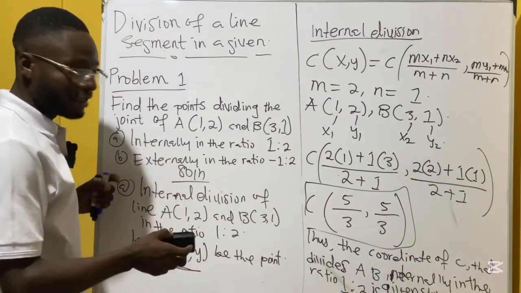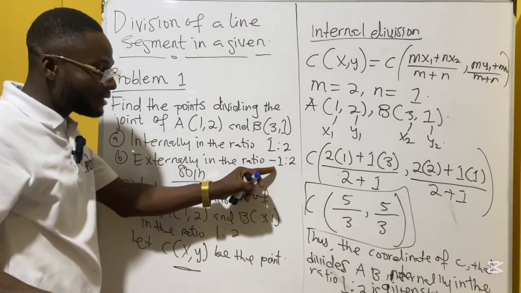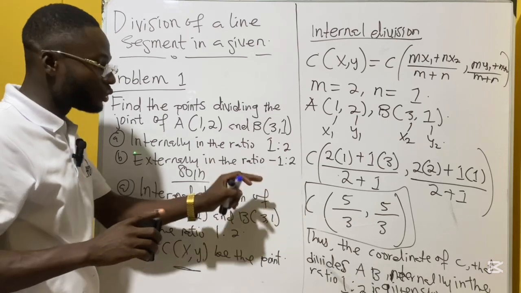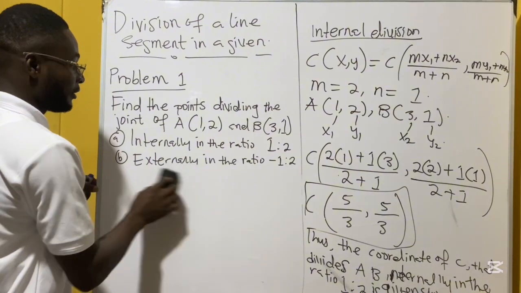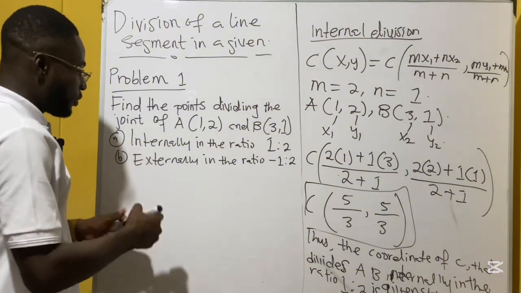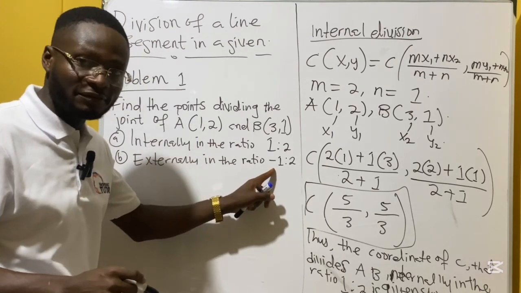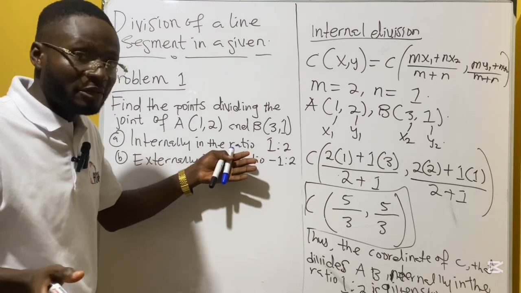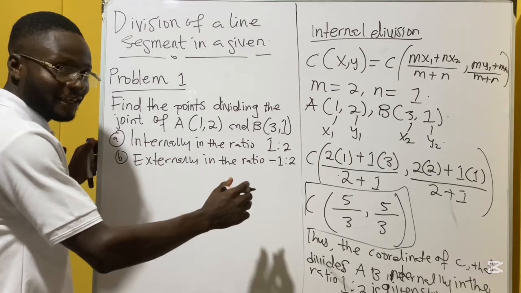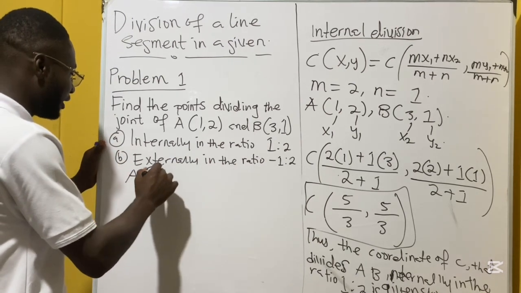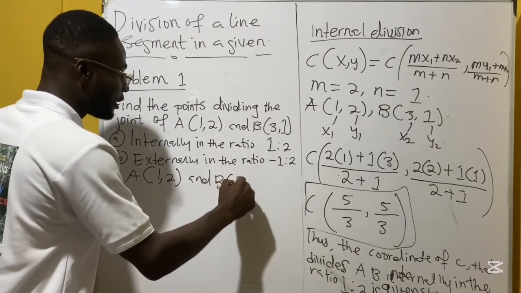Let's try to do the external division. The same point, but this time round the ratio is -1:2. So how do we do this? For the external division, do you think we are going to use this negative? Maybe decide on that before I start. Okay, so with the external division, we know that we have point A, which is 1 and 2, and that of B is 3 and 1, right?